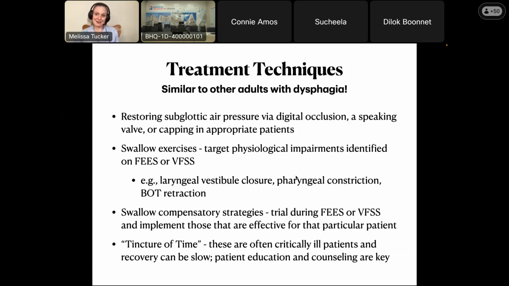And that's another advantage to FEES. You can record the images and let patients see, hey, here's what happened when you tried to swallow. Here's where the material should have gone, and here's where it went into your airway. That's an important aspect of counseling.